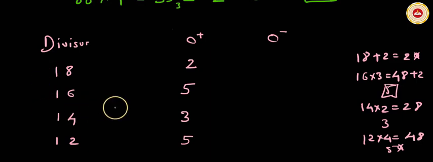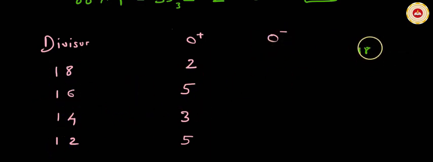Now let us calculate negative osculators for these 4 divisors. First divisor 18. Let us calculate negative osculator for this 18, but we need 2. So multiply this 18 by 4.